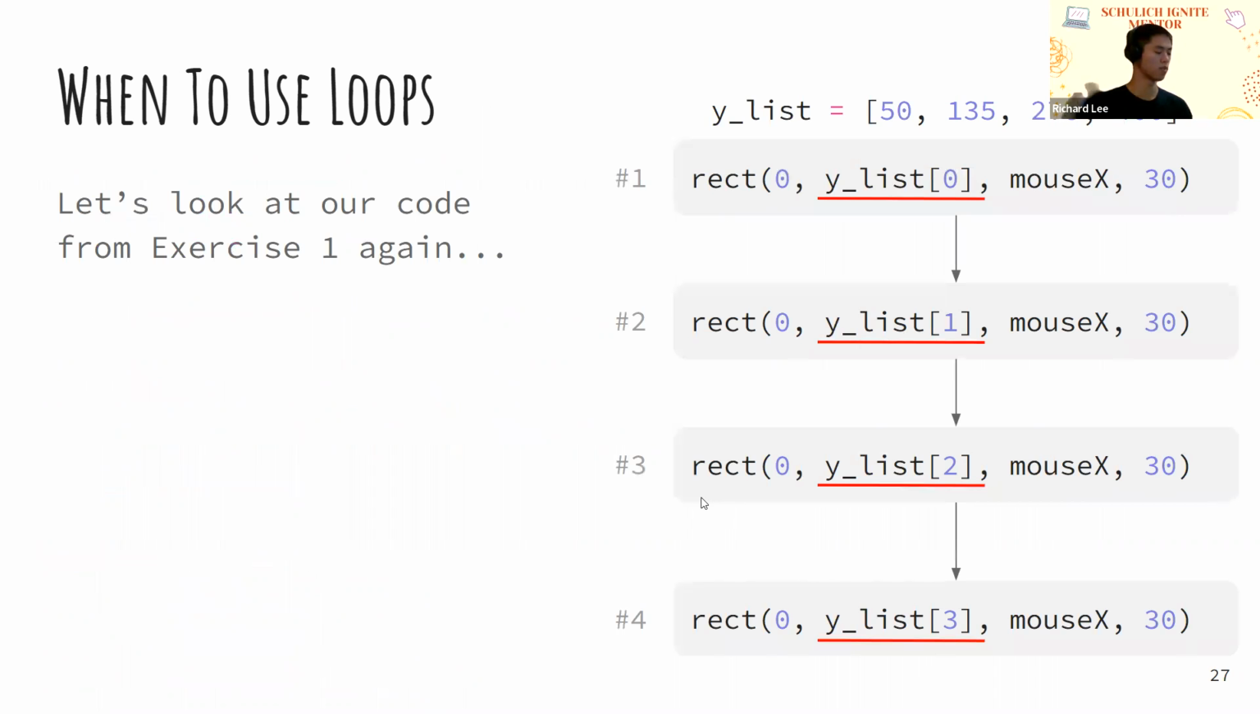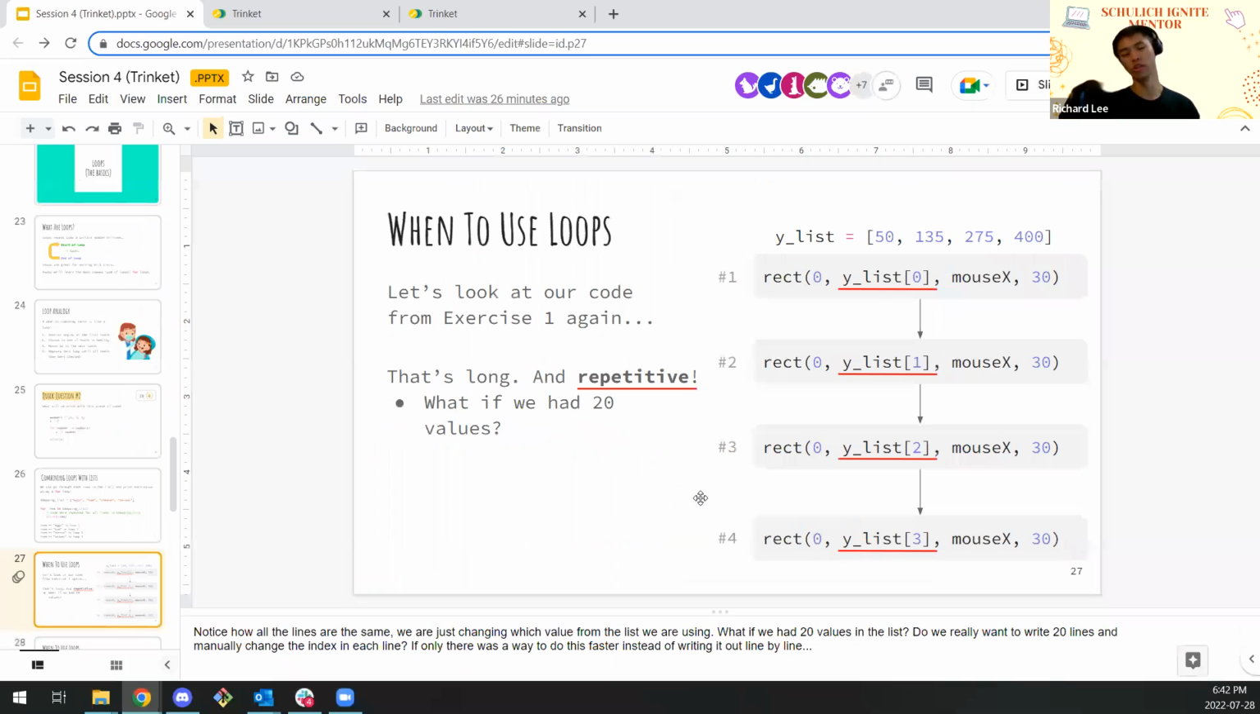Now, the question you might be asking is, all right, when should I use loops? The answer, especially when we're working with trinkets, is that we want to use loops whenever we want to do multiples of something. I notice a lot of people are making mistakes when they start using loops instead of the draw function.